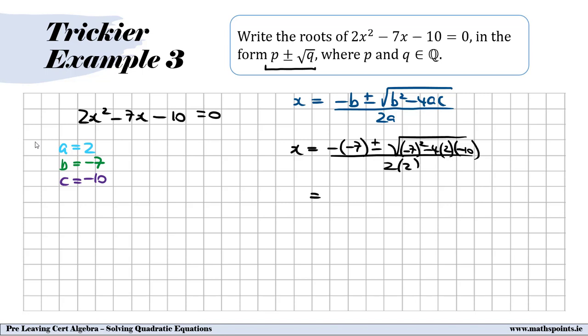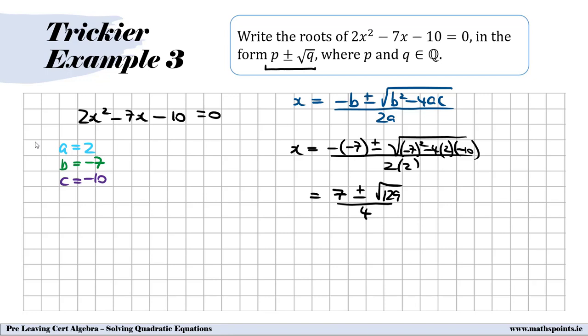That's equal to minus 7 is plus 7, plus or minus, now be careful with the next piece, minus 7 squared, make sure to put that minus 7 in a bracket, is 49, and then 49 minus 4 by 2 by minus 10 is plus 80, and 49 plus 80 is 129. Just make the square root sign a bit smaller. So root 129, and that's all over 4. Now the question asks us to give the answer in the form p plus or minus root q.